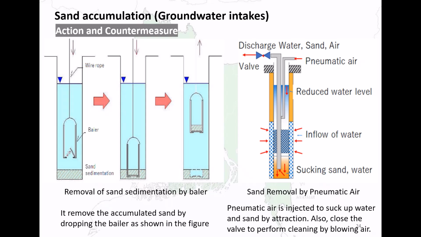The figure on the left shows an airlift method, which is also used to remove clogging from well screens. In this method, a pumping pipe is inserted into the sand accumulated section, and compressed air is injected to lift and remove the sand.